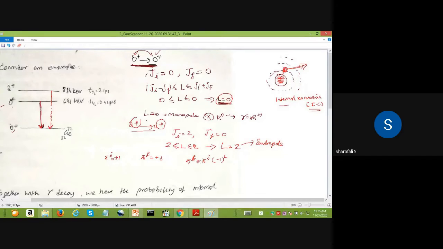So whether this is right, pi I equal to pi f times (-1) raised to L, or pi f equal to pi I. What is that?